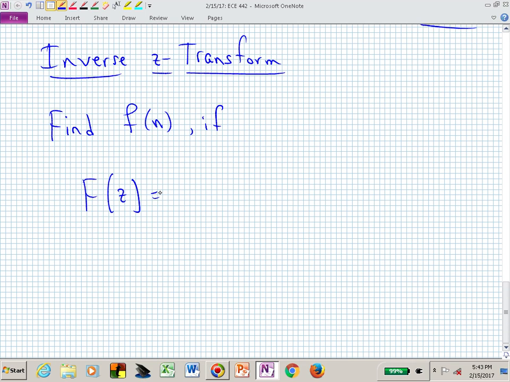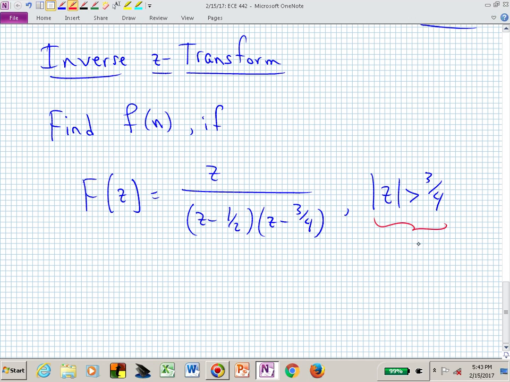If capital F of z, let me see if I can get the right expression, is z over z minus 1/2, z minus 3/4 for the absolute value of z greater than 3/4, where this is the region of convergence.